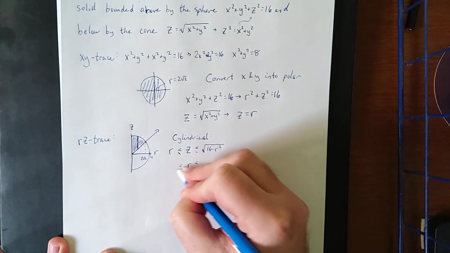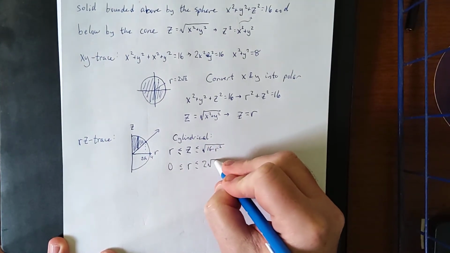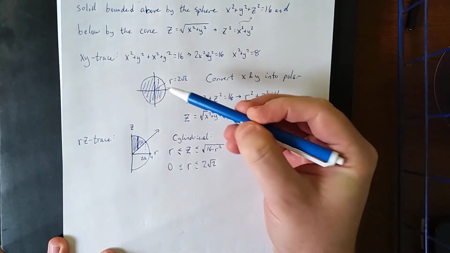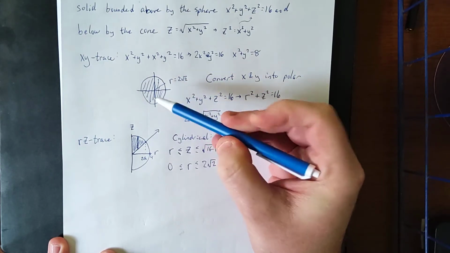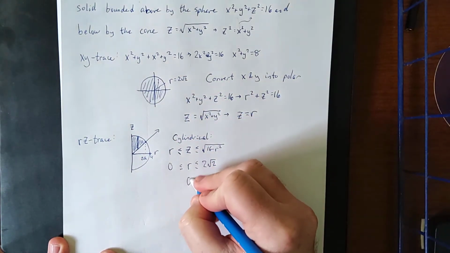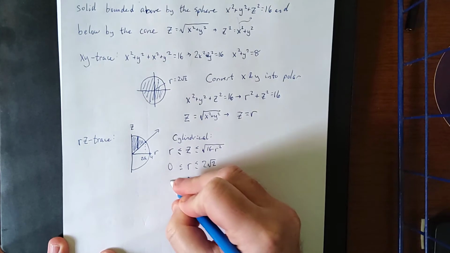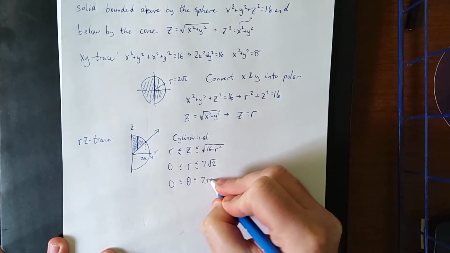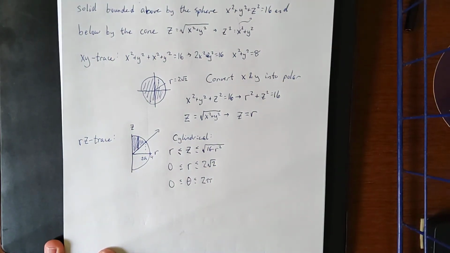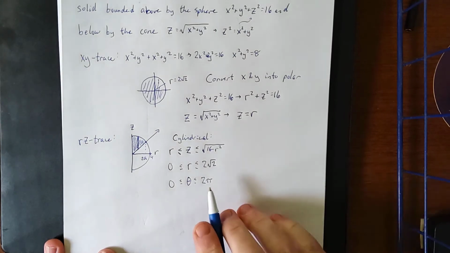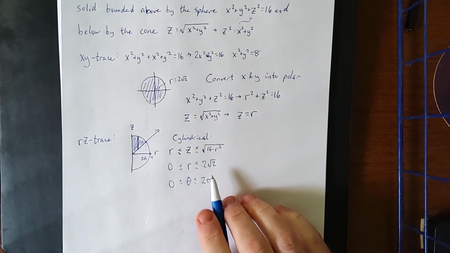r, we showed, would go from 0 to 2 square roots of 2. And then theta we can get from the xy trace. That's going to be one full trip around the xy plane, so that'll go from 0 to 2 pi. So this is certainly one possible way to do it.